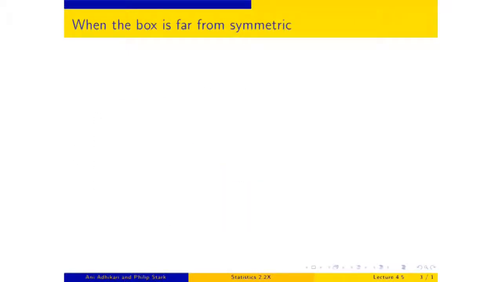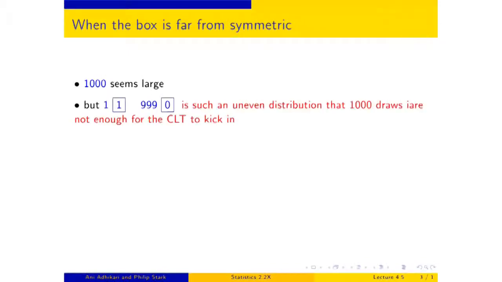So the moral of this story is that while 1000 draws seems large, what you are drawing from has an effect. The box with 1 one and 999 zeros is so lopsided, its distribution is so uneven, the bar at 1 is tiny compared to the bar at 0, that 1000 draws are not enough for the central limit theorem to have started working yet. You need even more draws than that for the central limit theorem to work.